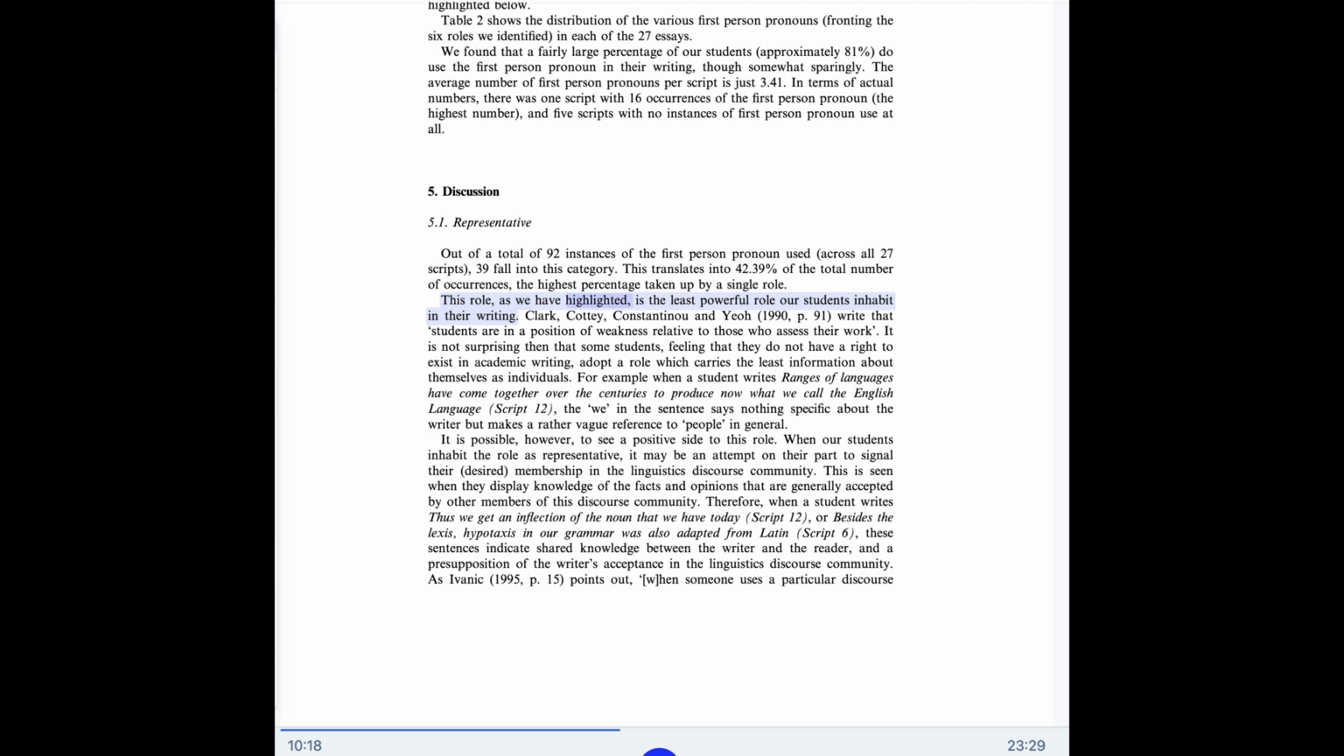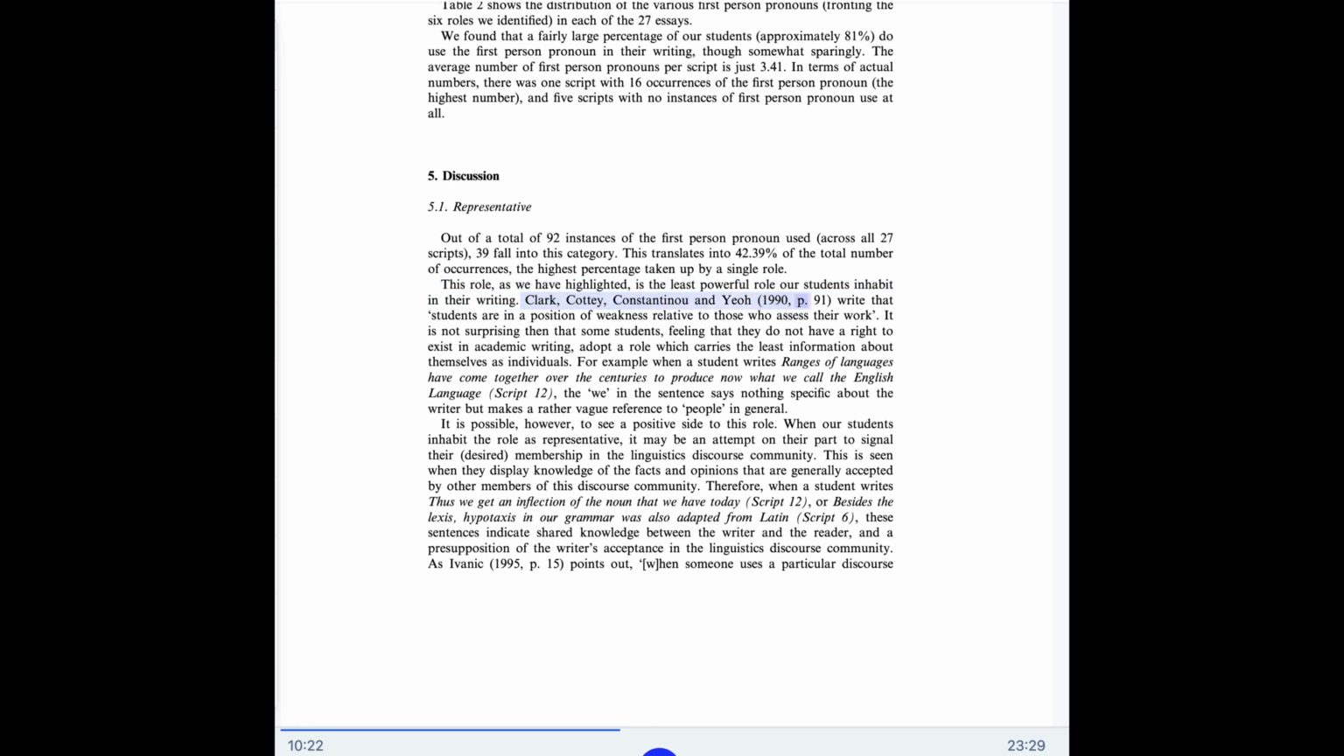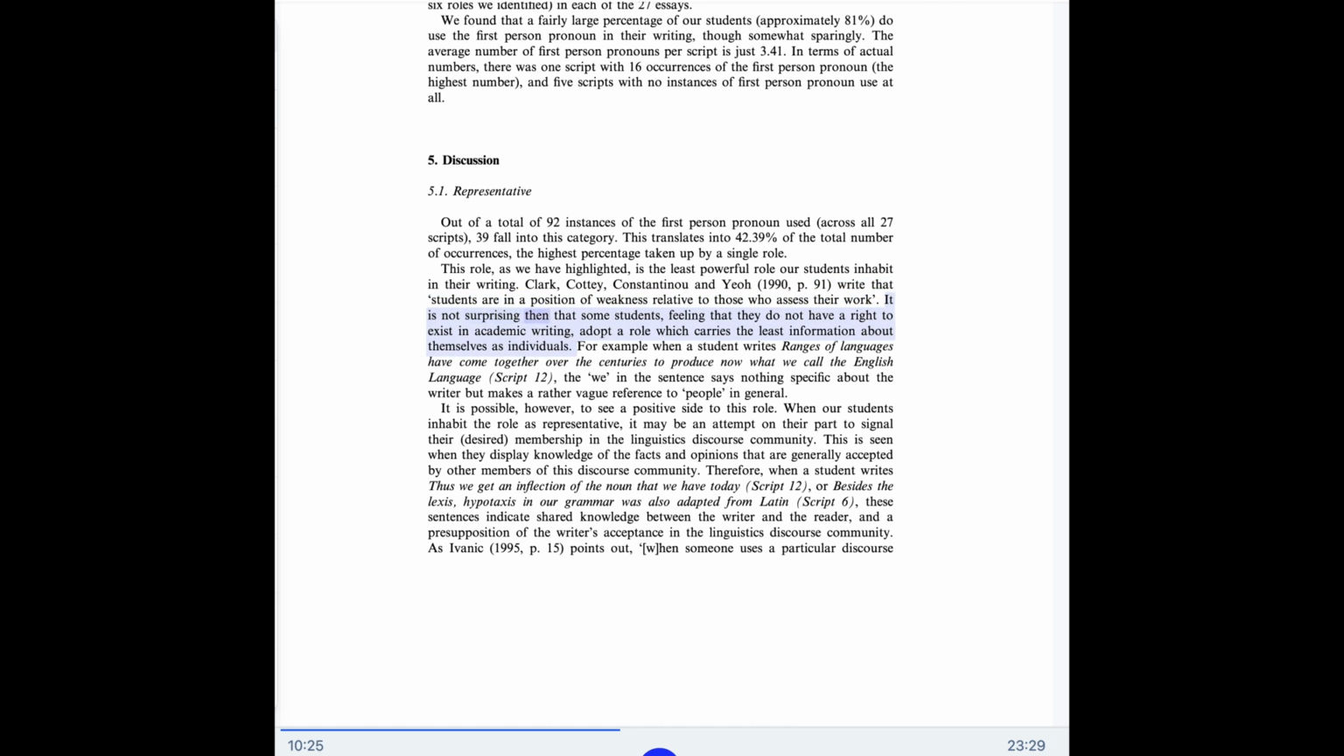This role, as we have highlighted, is the least powerful role our students inhabit in their writing. Clark, Cotty, Constantinou and Yong (1990, p. 91) write that students are in a position of weakness relative to those who assess their work. It is not surprising then that some students, feeling that they do not have a right to exist in academic writing, adopt a role which carries the least information about themselves as individuals.